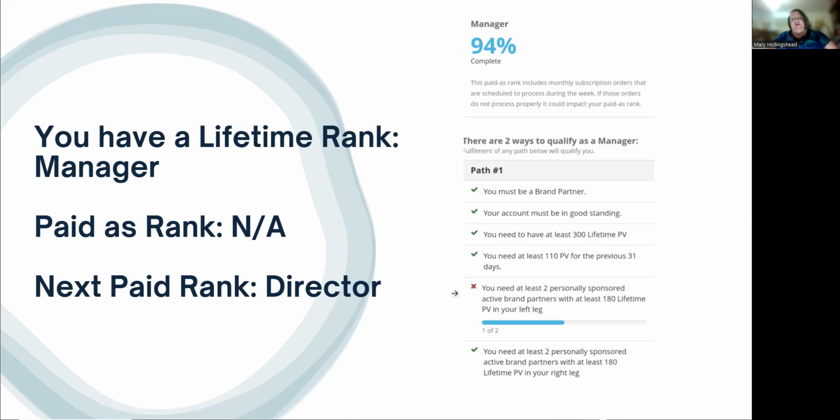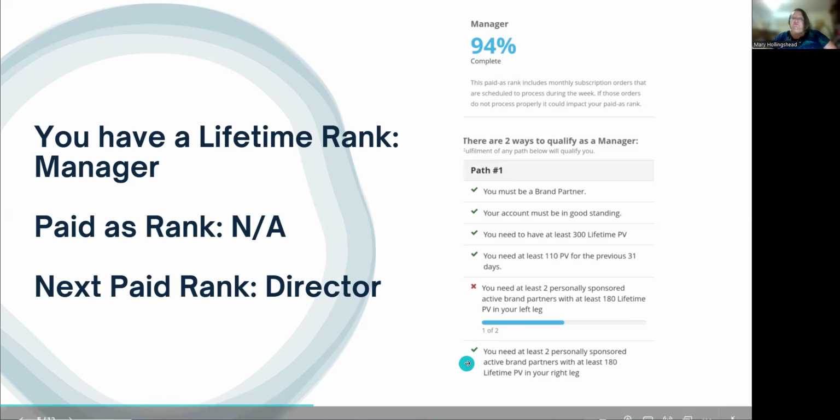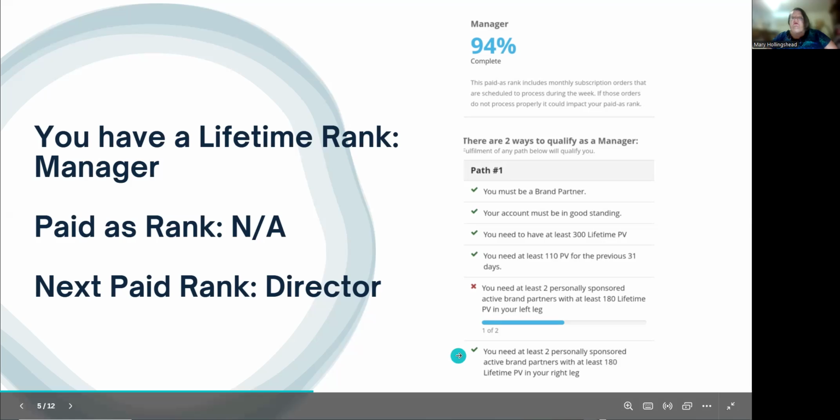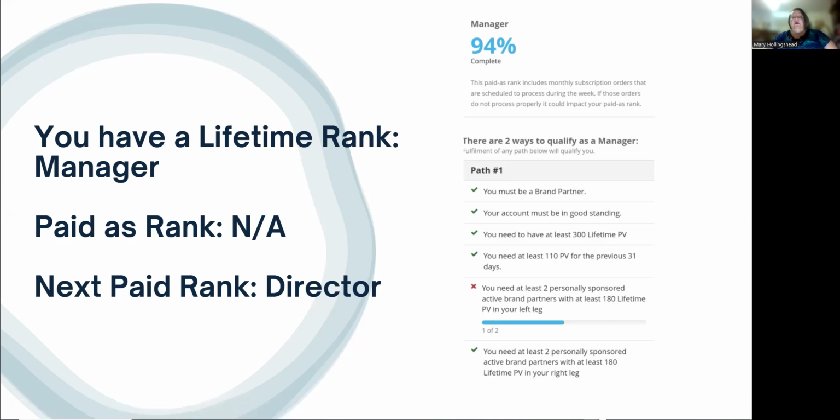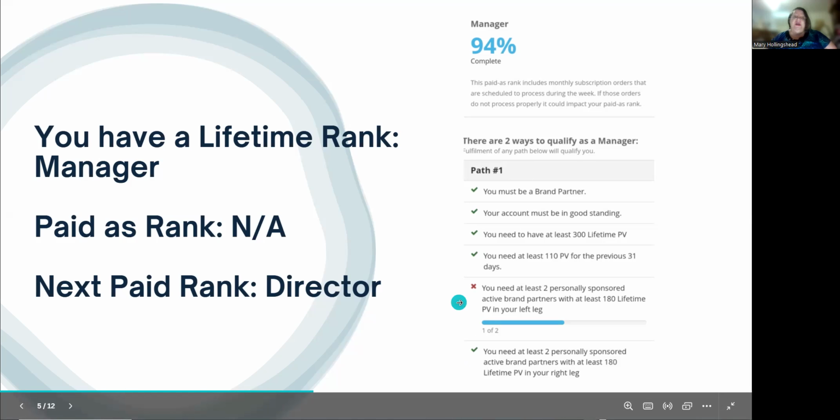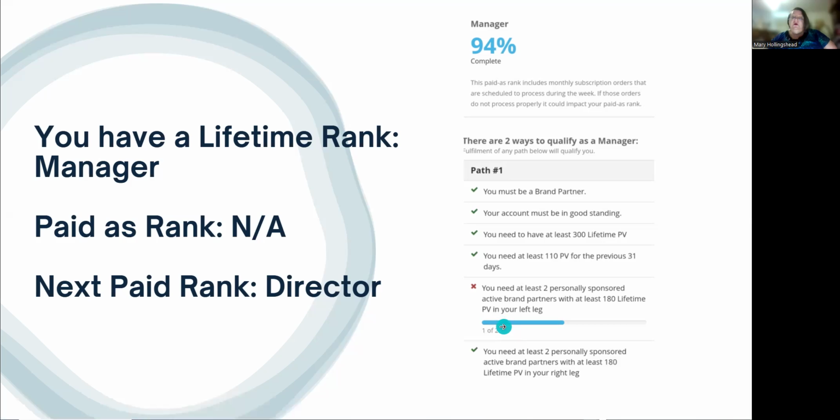Now, the next two fields are showing them that they need two personally sponsored active brand partners with at least 180 lifetime PV in their left leg. And it shows them they only have 1 out of their 2 that is active. So that's where you would use the rank advancement to look up who it is and what's wrong, because it is causing them not to get paid as a manager.